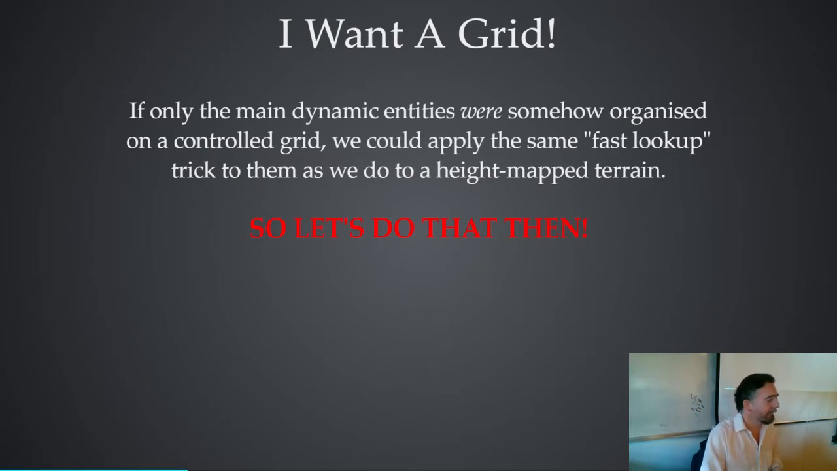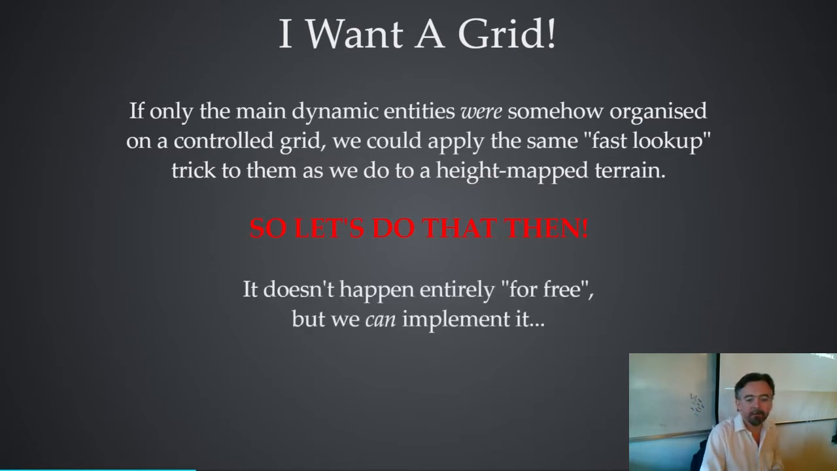So let's just do that then, right? Make them be constrained to a grid. It doesn't happen for free, because by their very nature, a general object can in fact be anywhere. It can be any position, any XY coordinate. So it isn't just a case of, like with the bricks, where you knew that the brick at position 3 down 2 across was always at 3 down 2 across and could always be found there.